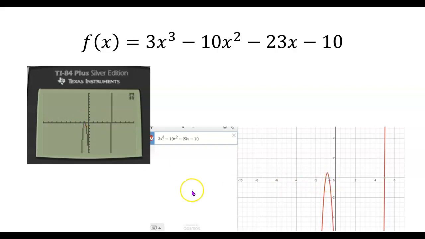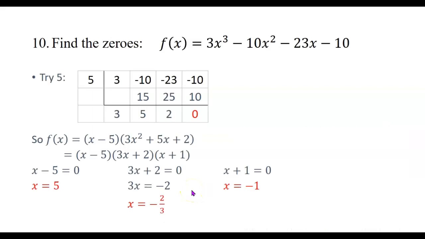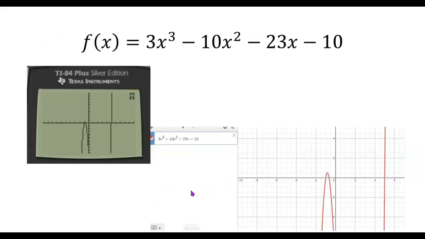Turned out to be negative 2/3 and negative 1. So just from looking at the graph, I can't tell whether those are exactly 5 or just something really close to it, but at least that gives me a good idea that either 5 or something close to it is a zero. So when I know what to try and what not to try, I can try 5.